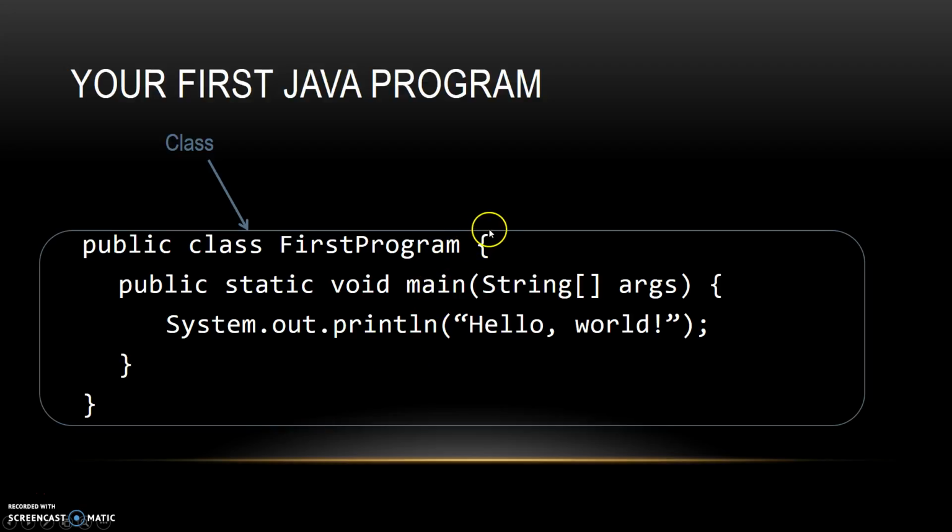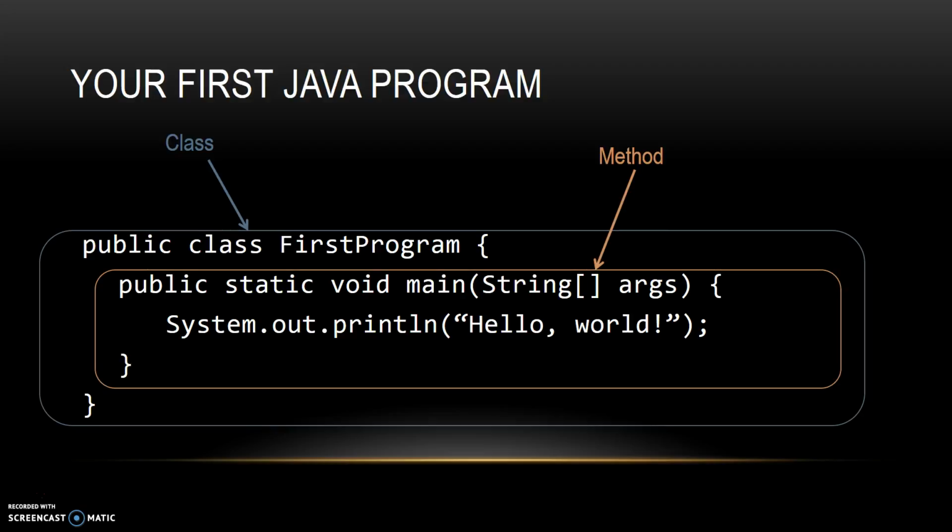And then there are these brackets. You have an open bracket and a closed bracket. That tells the computer what's inside of the container. So inside of the FirstProgram class, which for now, just think of it as a way to organize data and actions that the computer is going to do, is everything you want to basically execute.